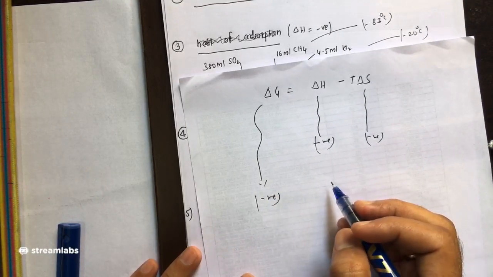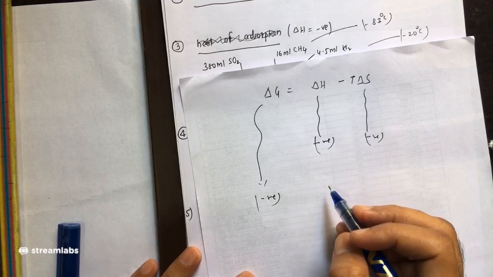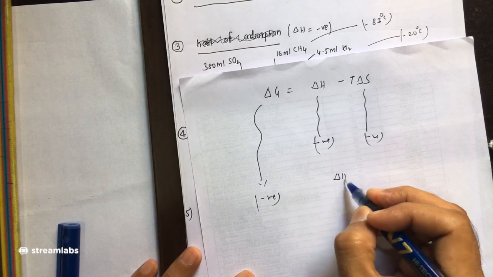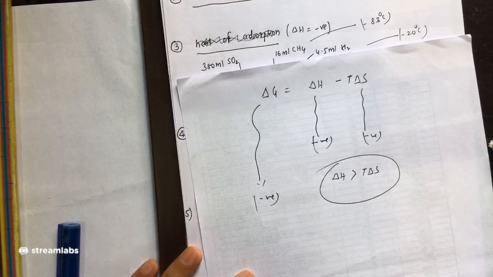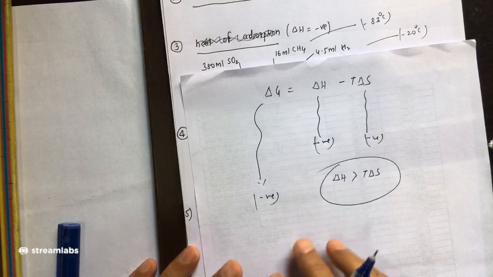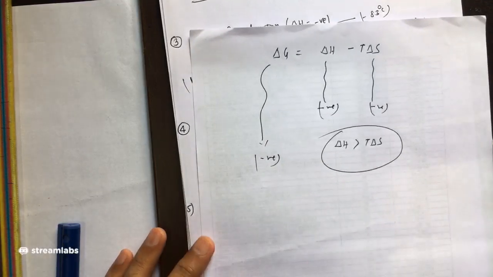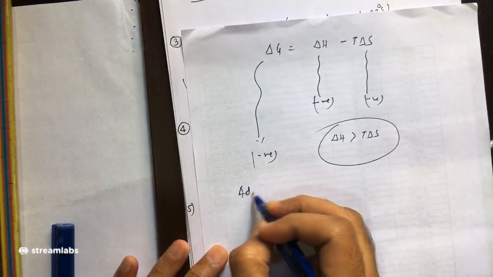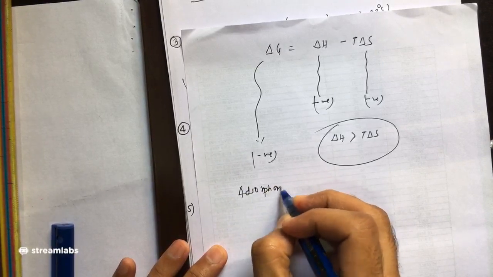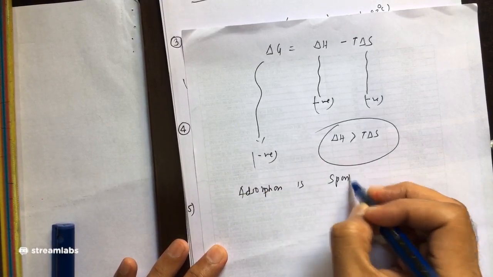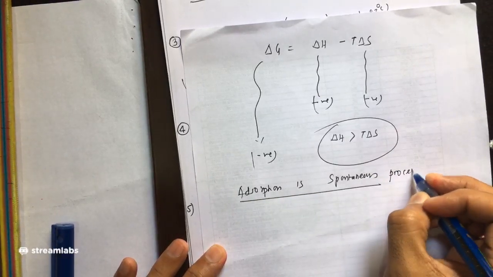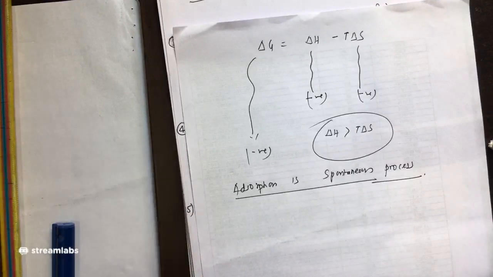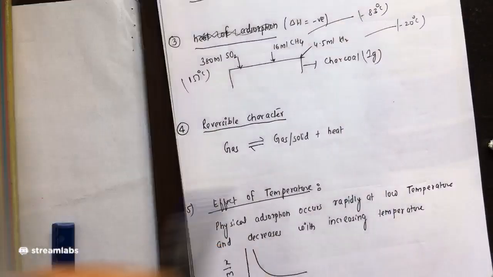But when delta H and delta S are both negative, delta G will be negative only at what conditions of temperature, dear students? Tell me. When delta H is greater than T delta S, delta G will be negative. And adsorption, dear students, is a spontaneous process, because more or less delta G will be negative. So this is what we have talked about.